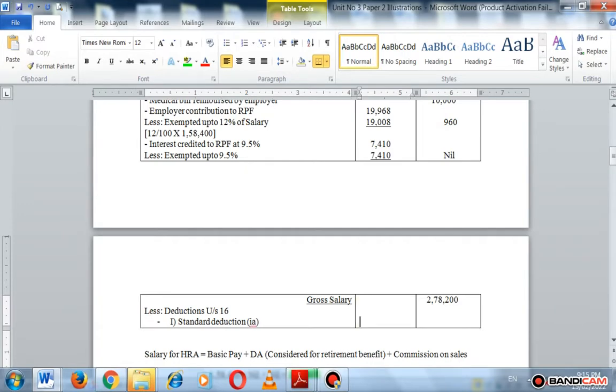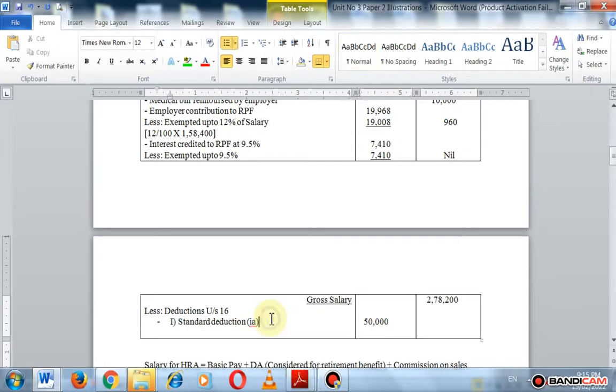We know the standard deduction is applicable from assessment year 2019-20. In 2019-20 the standard deduction allowed for a salaried person was rupees 40,000. Then the standard deduction was increased by rupees 10,000, and the maximum standard deduction for assessment year 2020-21 is rupees 50,000. So the standard deduction is rupees 50,000.